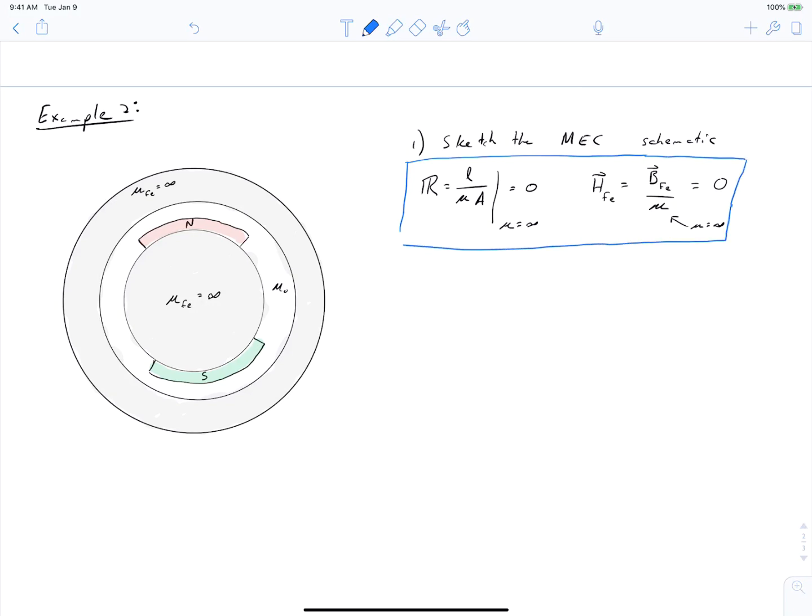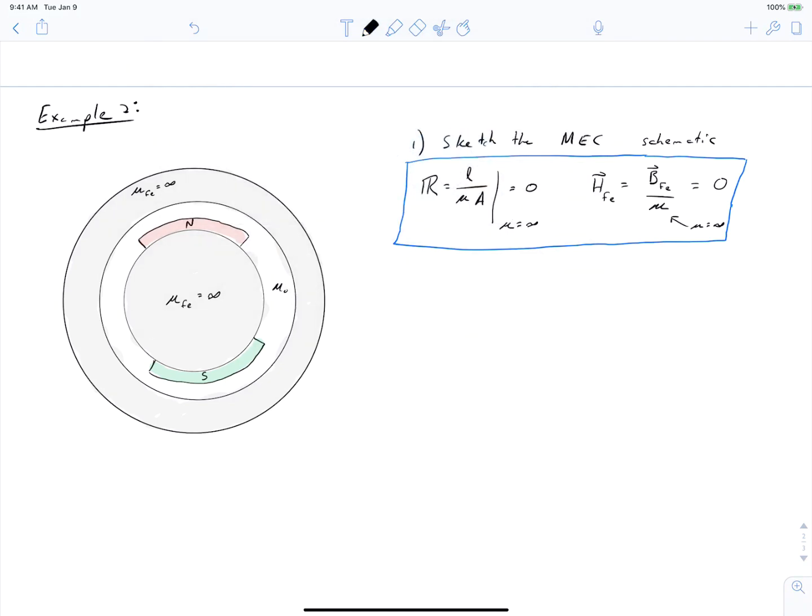Remember this relationship. It's going to be a useful property when we consider many different types of structures in this class. The fact that when our permeability in a region is infinity, our reluctance is zero, and our H field is zero. With that hint, please go ahead and sketch the schematic for the magnetic equivalent circuit. Please pause the video and press play when you are ready to resume.